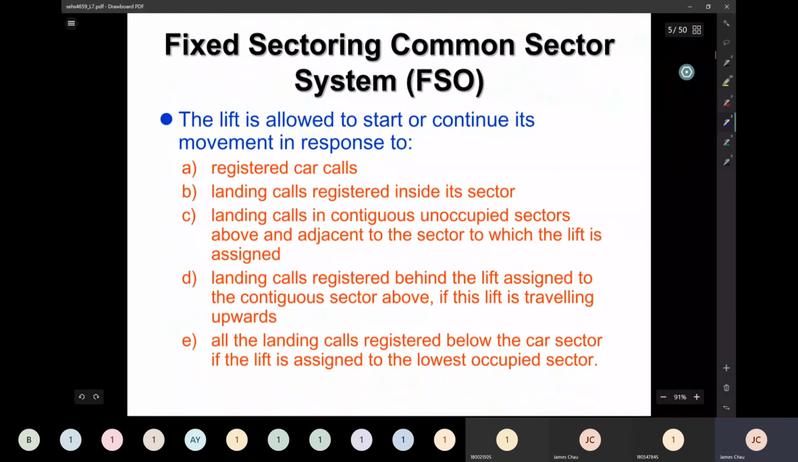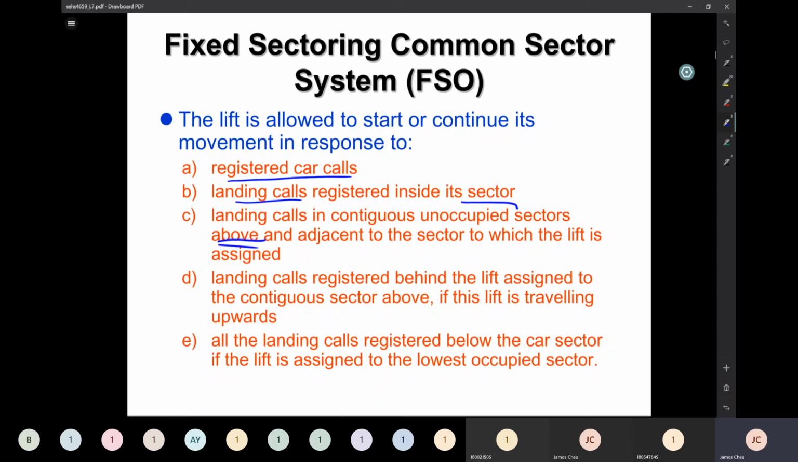Now this page is only a summary of what we described to you about how the leaf in a fixed setter system responds to the call. For example, it should respond to the registered car call. It should answer the landing call registered inside the setter. Okay, C, D, E we have just told you: when it receives a landing call in the unoccupied setter, it will answer the call that is adjacent to and above this setter. Okay.